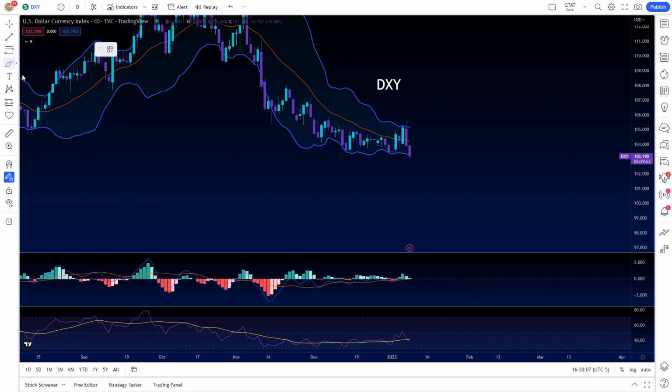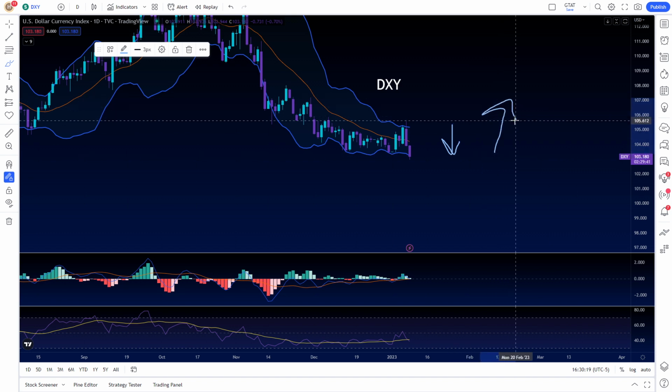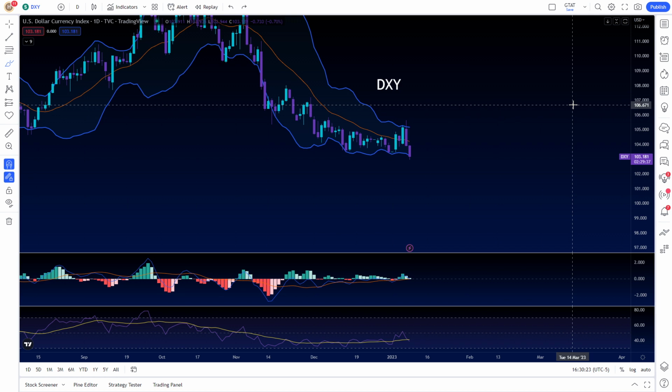So what we do know about the dollar is that the dollar and the stock market usually have an inverse relationship. So if the dollar is falling and showing weakness, that is usually a good signal for the overall stock market, and the stock market tends to do well. Okay. So what we're seeing here is the dollar is starting to get very overextended to the downside.